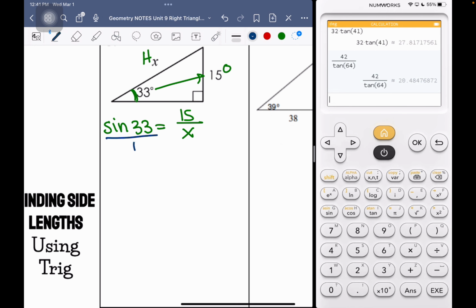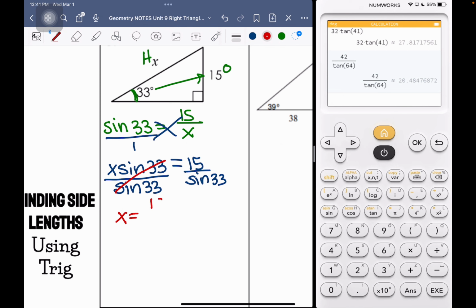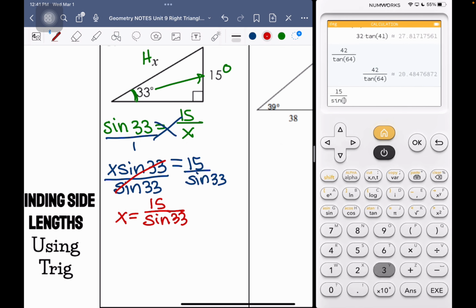So now we're going to solve by cross multiplying. So we get x sine of 33 equal to 15. Now we're going to divide by sine of 33. Again, our sines cancel, leaving us with x equal to 15 divided by sine of 33. So we put that in our calculator. We get x equal to 27.5.